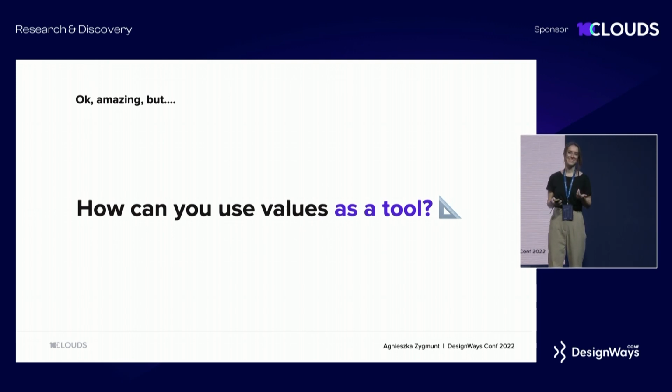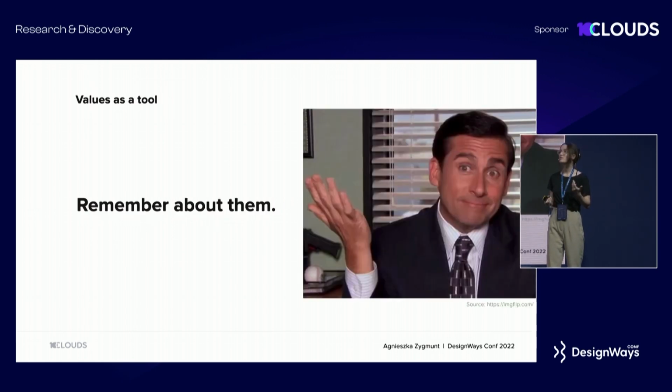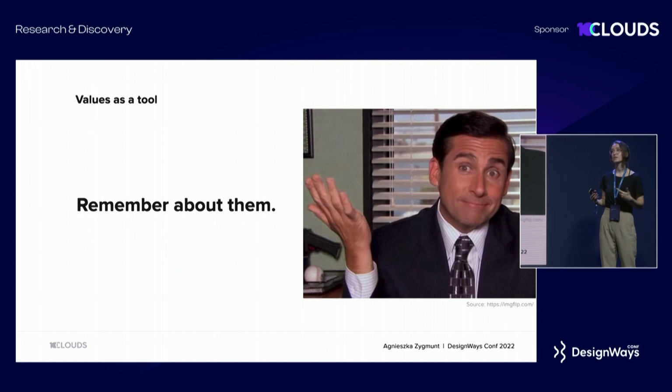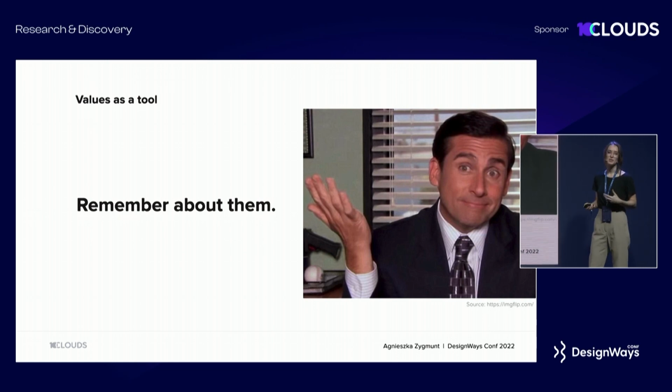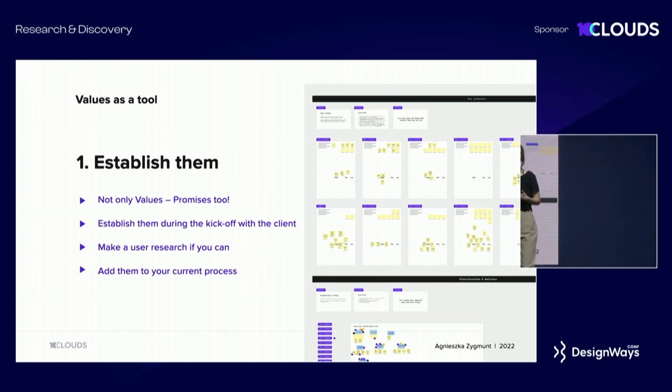So first of all, I'm sorry for this, but just remember about them. I know this is the kind of advice like, okay, I have depression, so go for a walk. But still, if you want to use something, you need to remember about it. You are not able to use values as a tool if you don't remember that you have the values and you want to use them as a tool. So this is the first thing you always need to do. If you remember that you have the values, or you need to find the values, first of all, establish them.